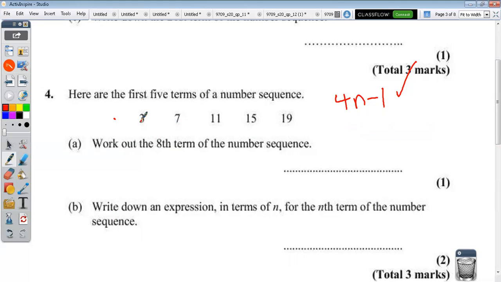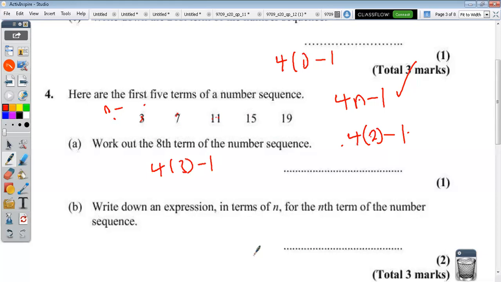This is my first term here. It's when n is equal to 1. I'm saying 4 multiplied by my term, which is the first term, minus 1. I'm simply using this formula. I get exactly 3. If I go to the second term, it's when n is equal to 2. So it's 4 multiplied by 2 minus 1. 4 times 2 is 8 minus 1, 7. If I go to the third term, it's when n is equal to 3. 4 times 3 minus 1.